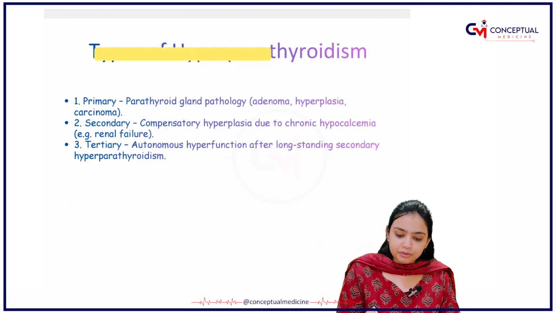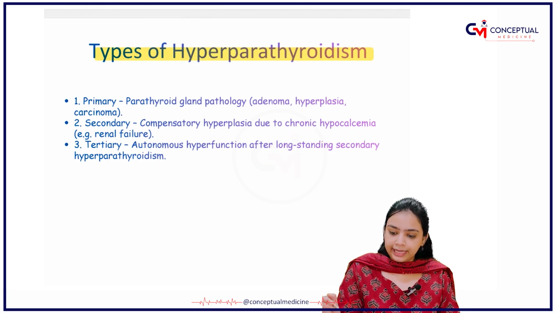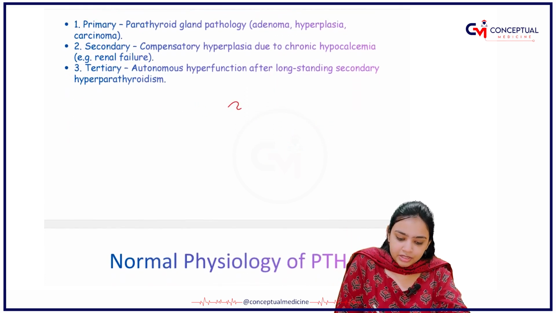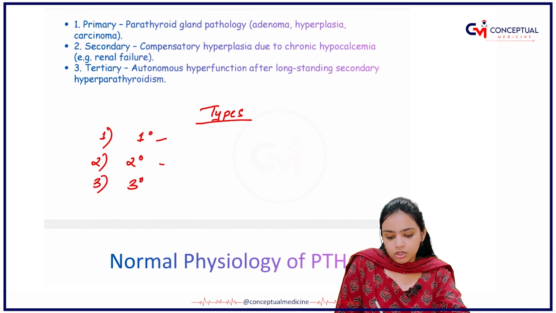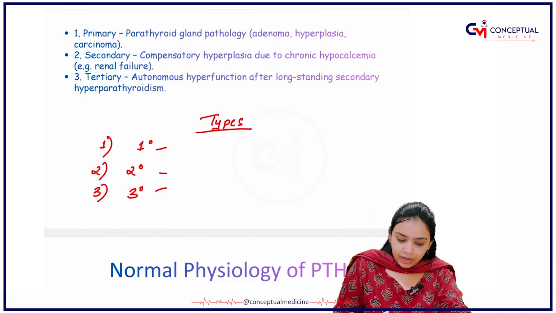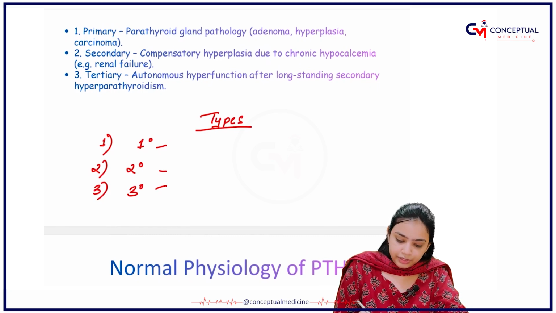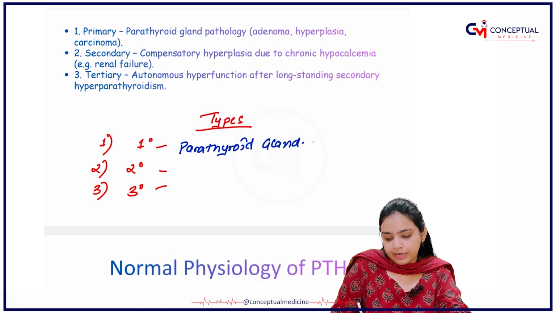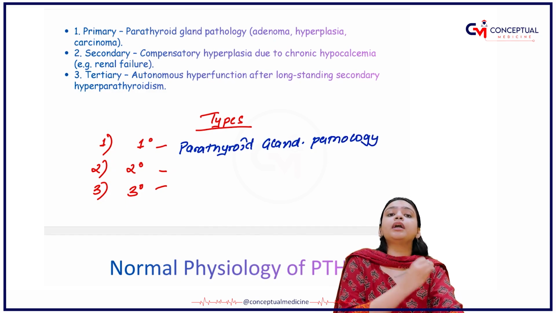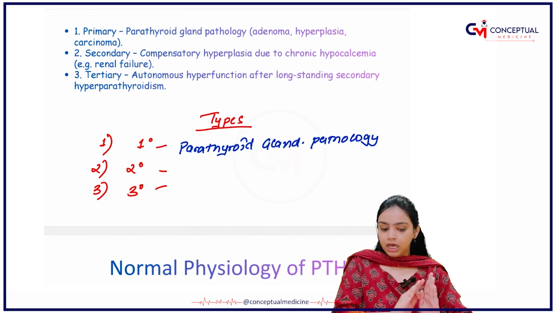Next, you have the types of hyperparathyroidism. Let's see what types are available. The first one is the primary, the second one is the secondary, and the third one is the tertiary. So there are three types. In the first one, you will be dealing with the parathyroid gland pathology, like the adenomas and hyperplasia we have.